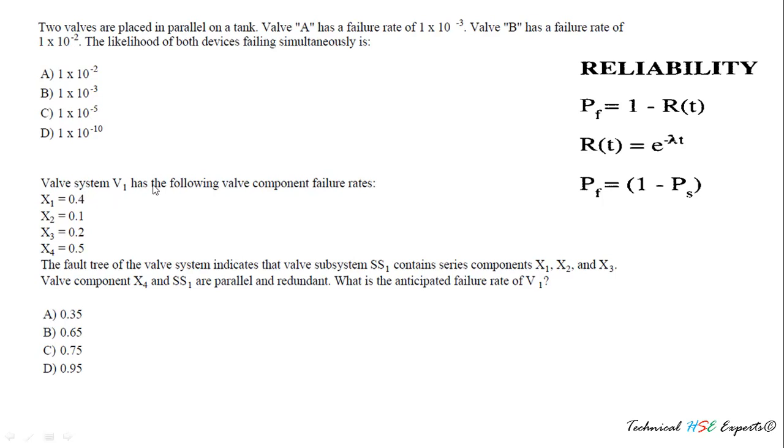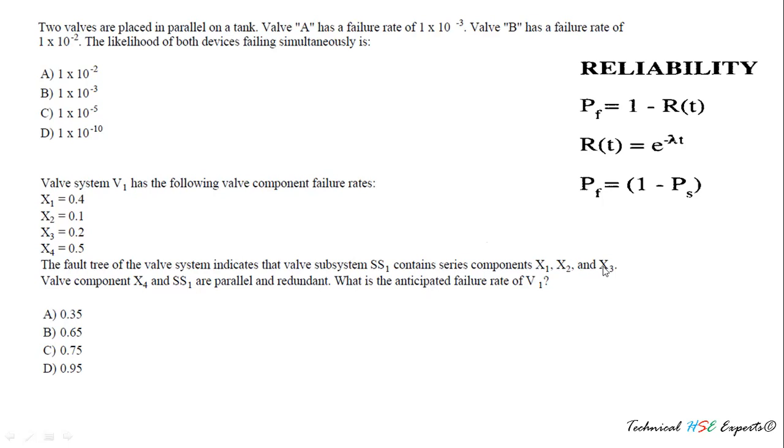See the second question. A valve system has the following valve component failure rate. V1 is having 4 subsystems. The fault tree of the valve system indicates that valve subsystem SS1 contains series components, and valve component X4 and SS1 are parallel. What is the anticipated failure rate of V1? So altogether, what is the failure rate they are asking? We'll go step by step.